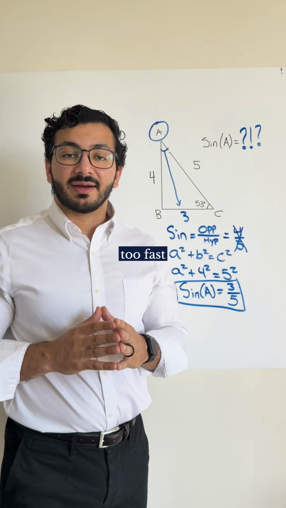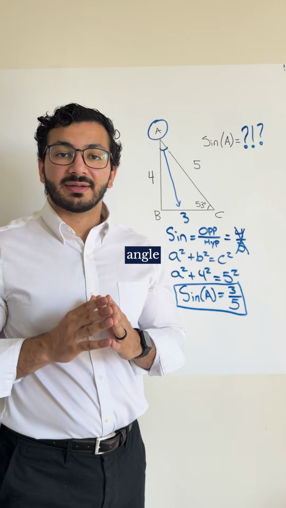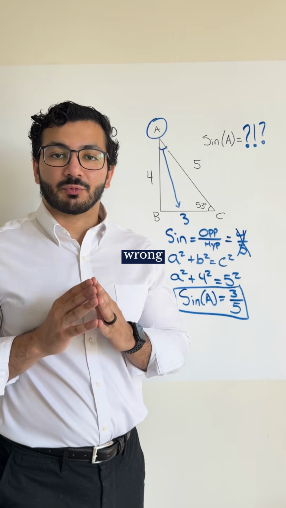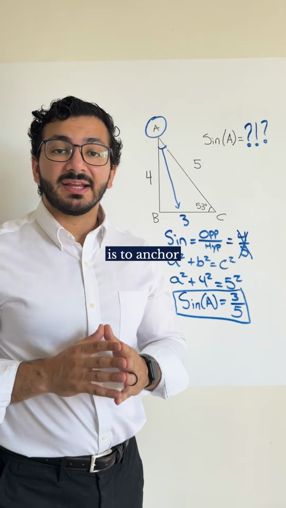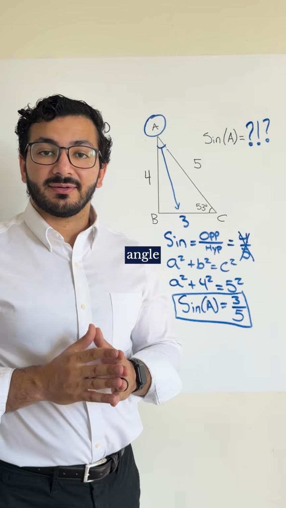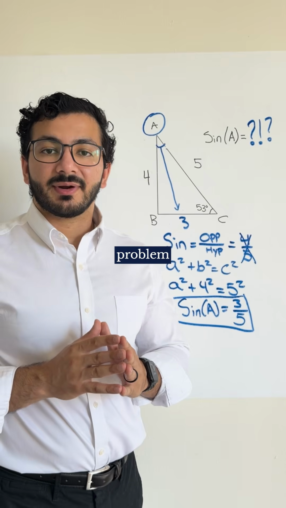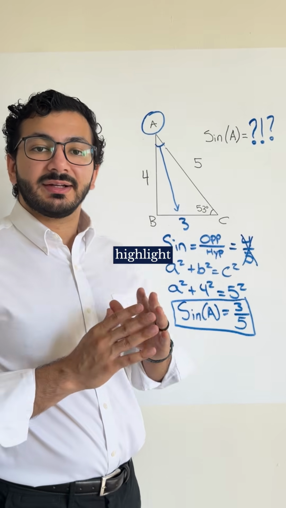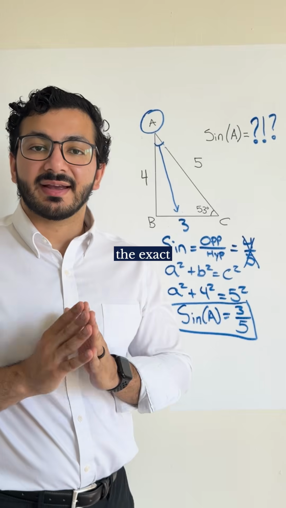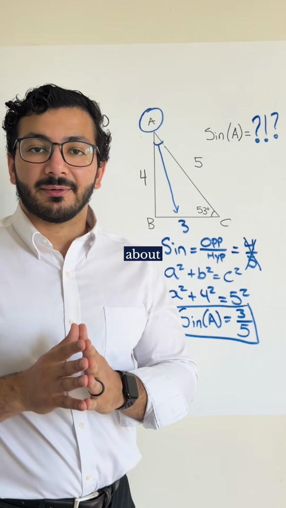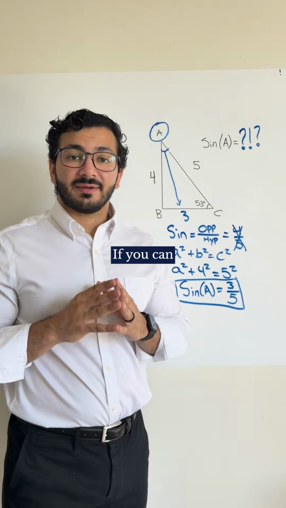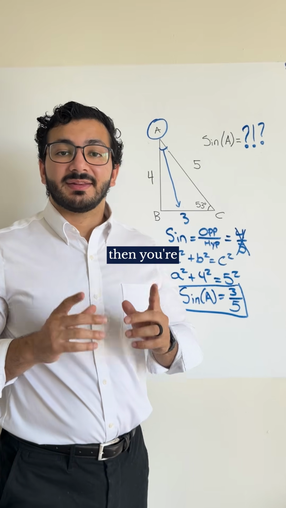Students that work too fast without anchoring down on the correct angle will always get this question wrong. So the key here is to anchor first on the correct angle. Before you start any trig problem, make sure you highlight, circle, identify the exact angle that you're being asked about. Then you can solve from there. If you can solve this in under a minute, then you're on the right path.